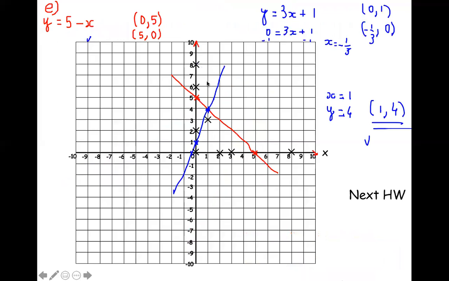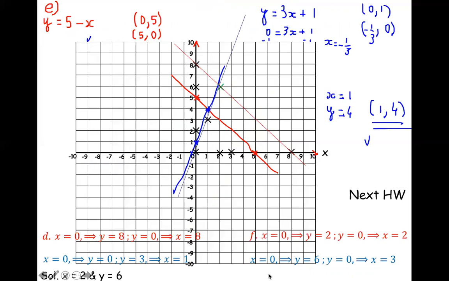So we had done this one, E, and I've added D for these 2 lines. And the intersection is here, which is solution 2 and 6. And I've added F, which is 0, 2, and 2, 0. That's the line there. And the other line is 0, 6. So that line there, and 0, 3. And the point where they meet is this point there.